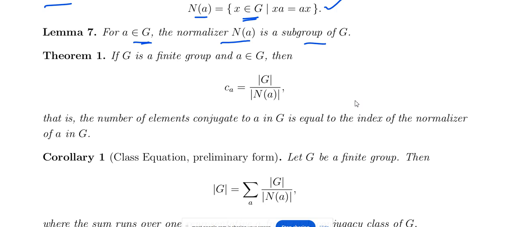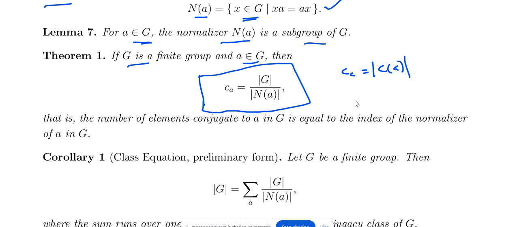And another very important theorem, this is the important result: G is a finite group, A belongs to G. The CA is the number of conjugate classes of A, that is equivalent to the index of G over N of A. That means order of G divided by order of N of A. This is a very important result. CA equals order of G by order of N of A.